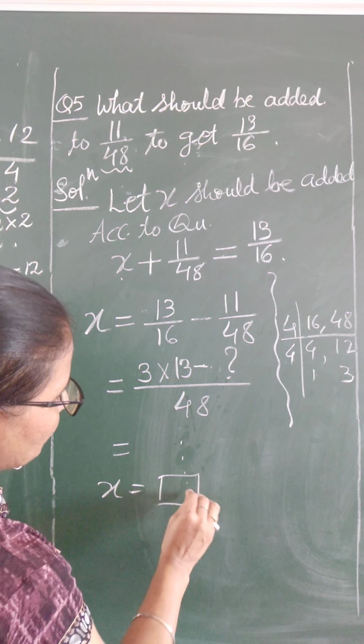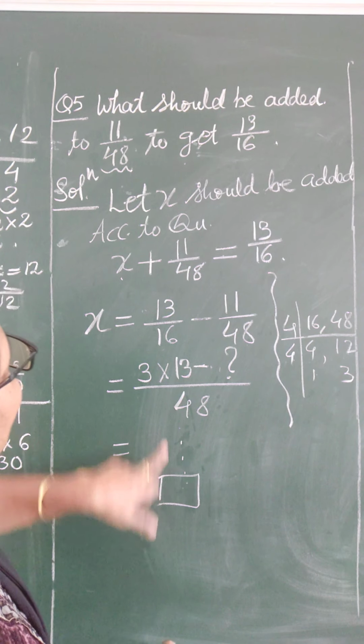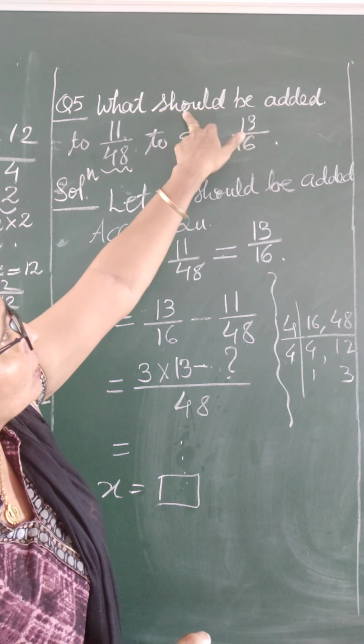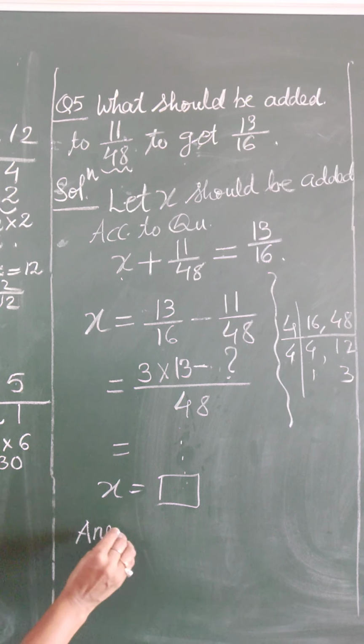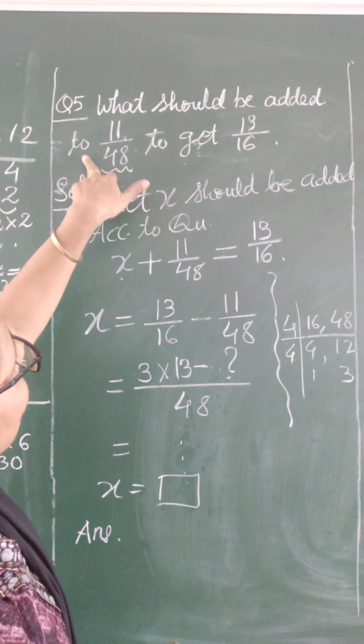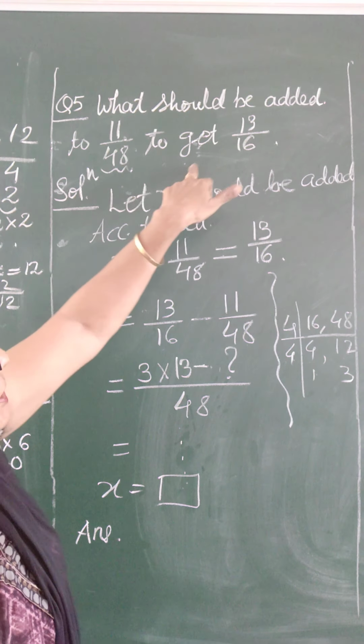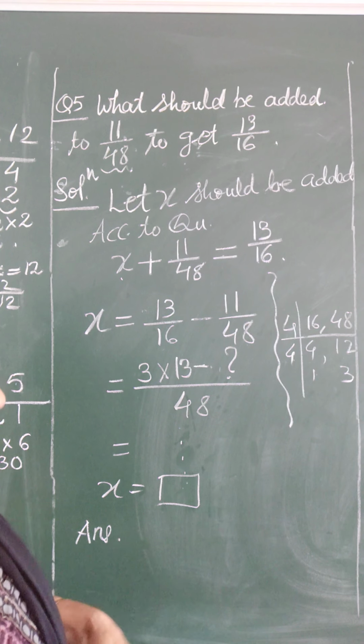Whatever the fraction answer you will get, that is what number or that fraction should be added. At last you have to write answer in words. That fraction should be added to 11 by 48 to get 13 by 16.